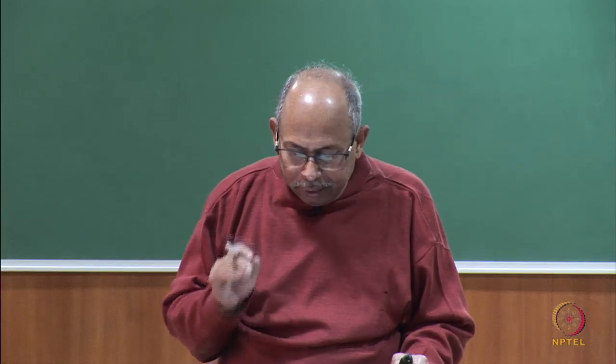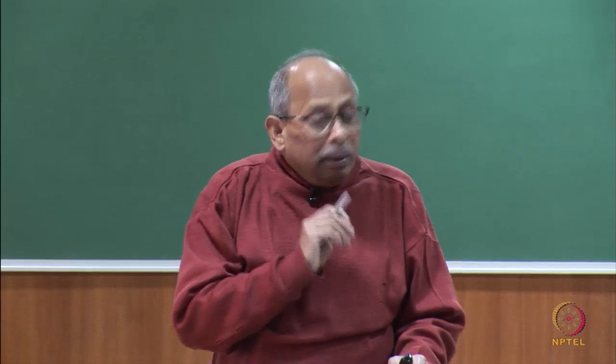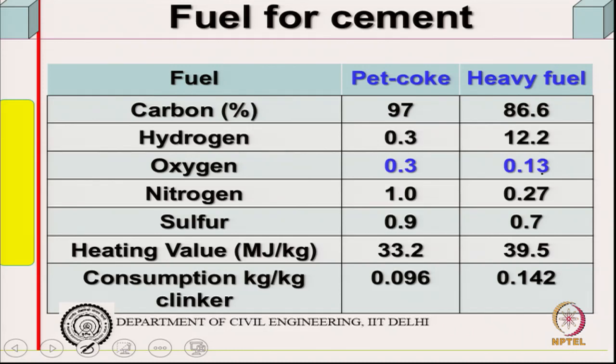Okay, I do not think I will look into this. Typical fuel for cement: petcoke could have 97% carbon. The heavy fuel like furnace oil and similar sort of thing, 86, 12%. So, this is very much preferred actually. In fact, in India most of it they use, but there is something more than that. I will just come to this.